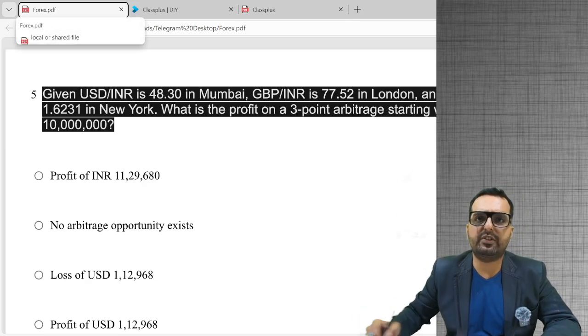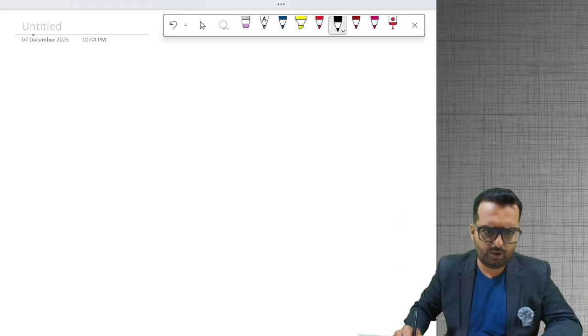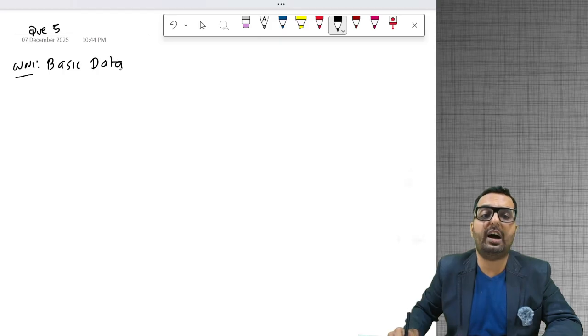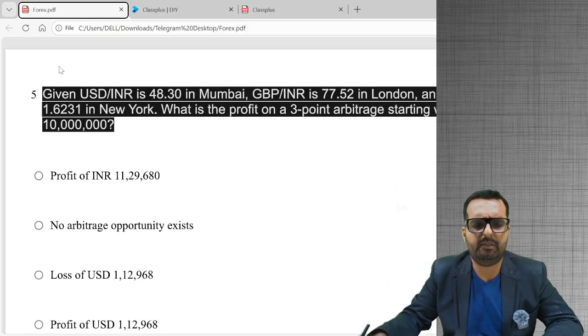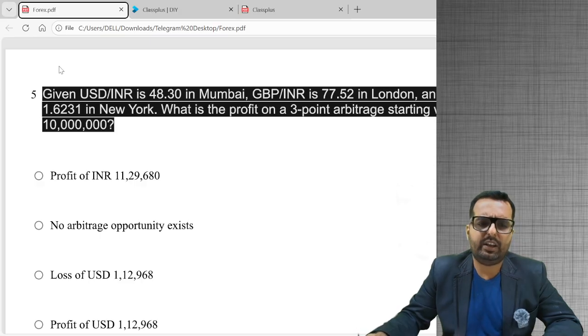Let us do question number 5 now. Working note number 1, basic data. Every question, my dear friends, you have to start with basic data. Given USD bar INR is 48.3.